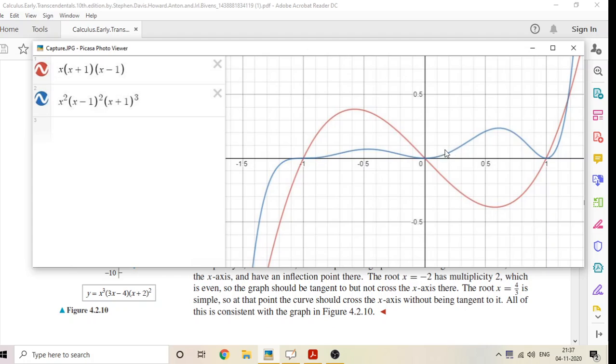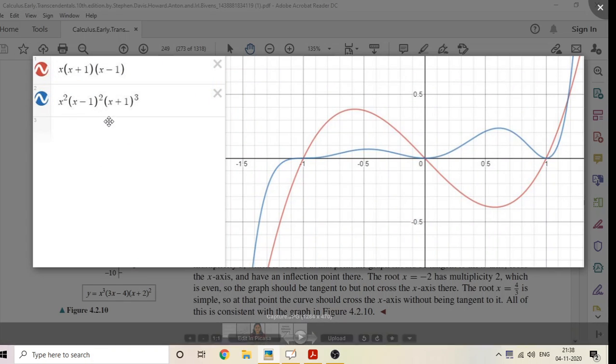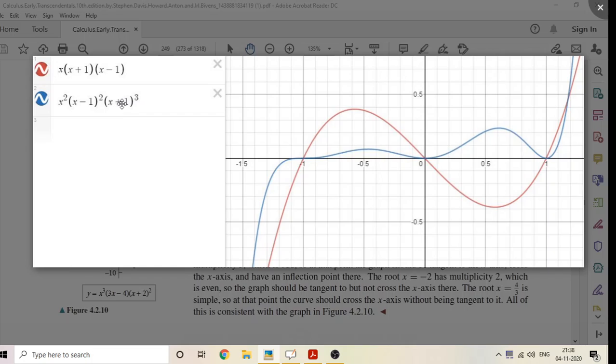If you look at 0, it just touches at 0 and goes. The tangent at the point 0 is the x-axis. Similarly at 1 the x-axis is the tangent, and it is not crossing the curve. Now at minus 1, the multiplicity is 3, so the x-axis will be a tangent and it will be an inflection point and it will be crossing the curve. So this is the shape of the curve.